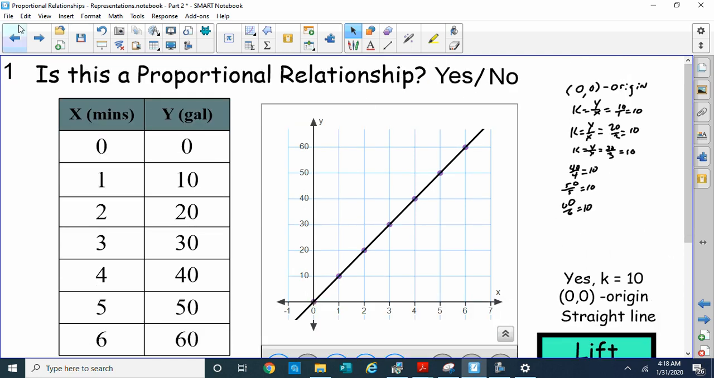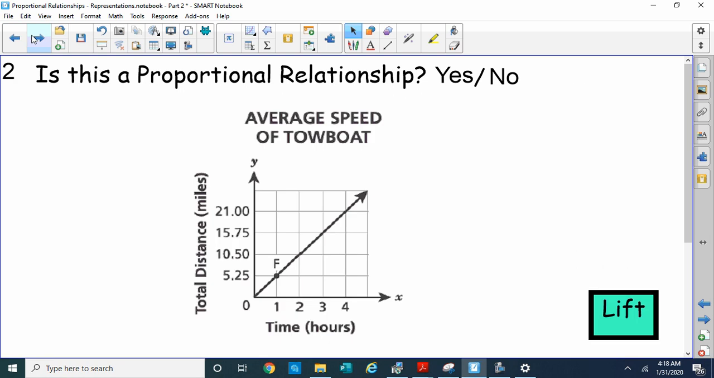So I have a question for you to try. Oh, this one's a table, so they have the graph already. So remember the three things that you have to have. See if you can figure out if it's a proportional relationship or not. I see there's a point F there, so take a look at it. Can't wait to find out what your constants of proportionality are.